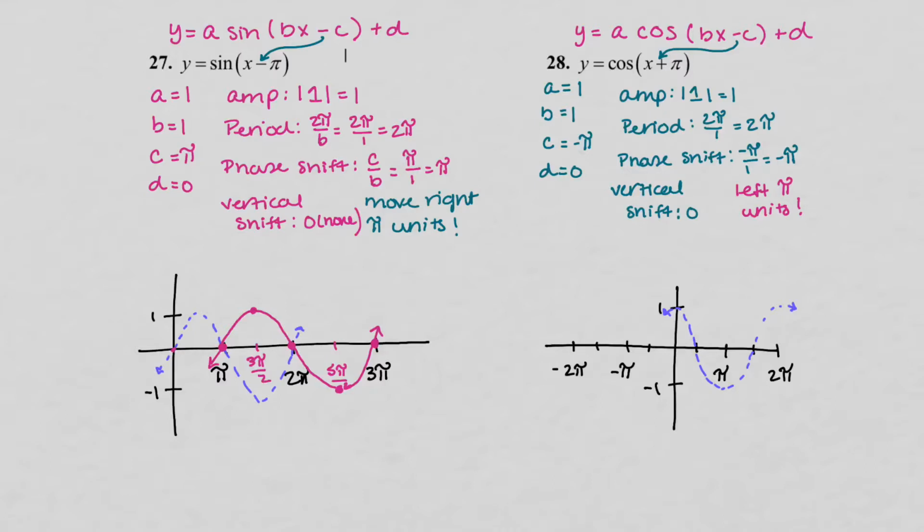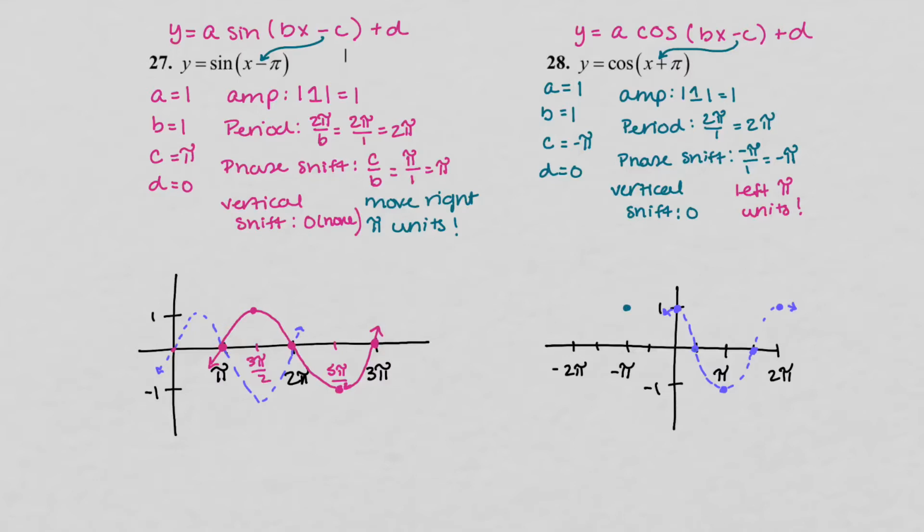So we're going to move each of those key points, and our key points are here at x equals 0, y equals 1. Here at x equals pi over 2, y equals 0. Here at x equals pi, y equals -1. Here at x equals 3 pi over 2, y equals 0. And here at 2 pi, 1. We're going to move each of those points left pi units. So I'll start with my x value of 0, which is this y-intercept here at 1. I'm going to move that left pi units, so I'm going to move it to -pi right there.